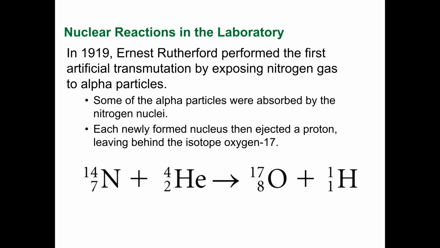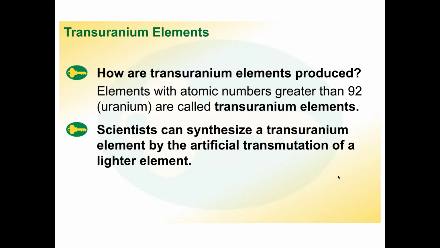So they had nitrogen, they bombarded it with these alpha particles, and then changed it into oxygen and a proton. So this is a proton. Remember that hydrogen has one proton and one electron. So this is one way that we could label a proton. Okay.